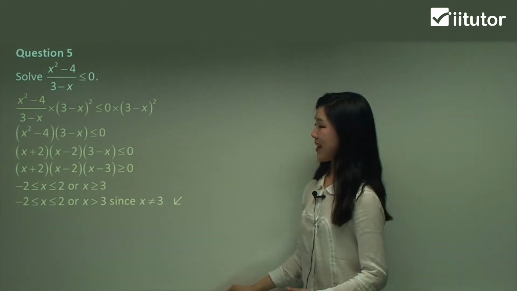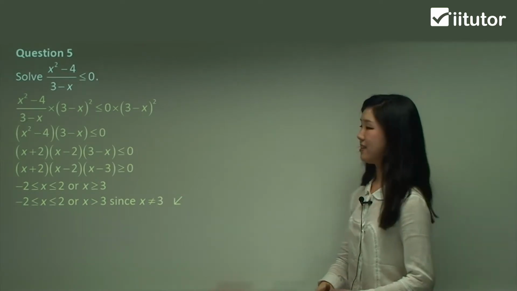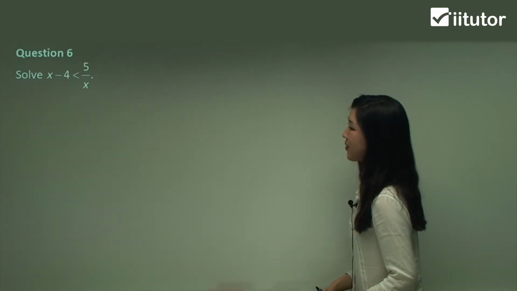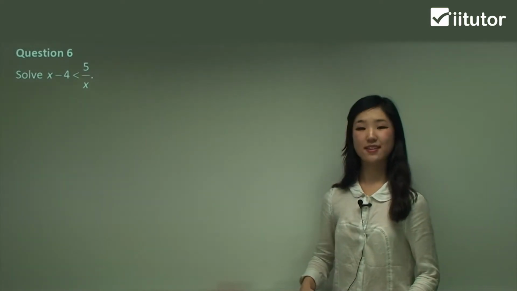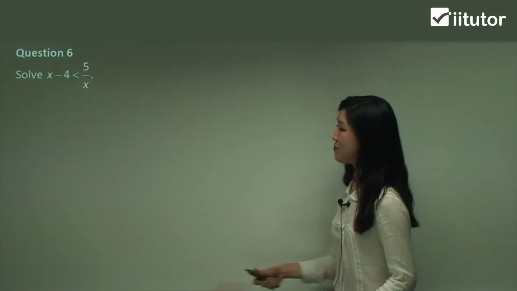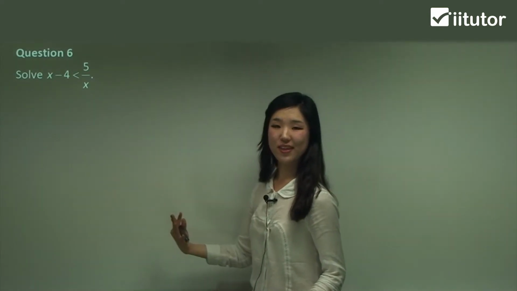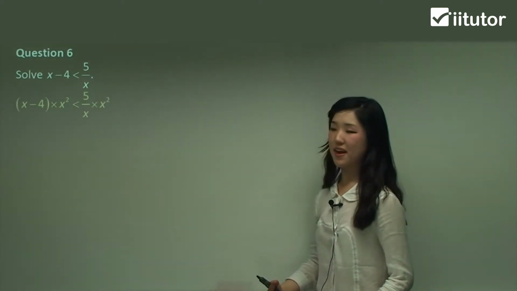Okay, so again, that was question 5, a very similar pattern. Let's do the next question. Question 6, we've got x minus 4 is less than 5 on x. What's the denominator this time? It's going to be x, so we'll do our usual thing. Multiply both sides by x squared.